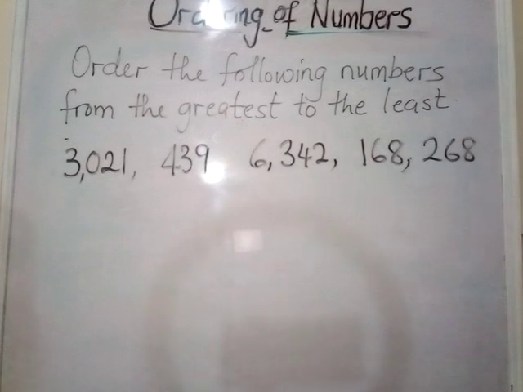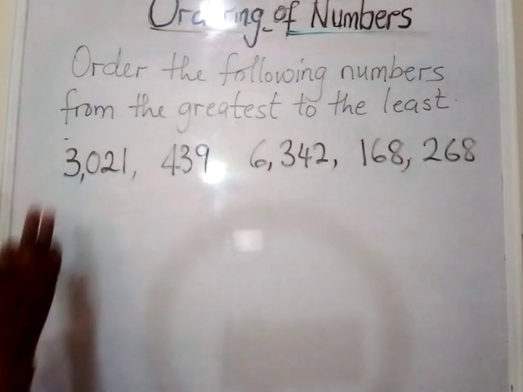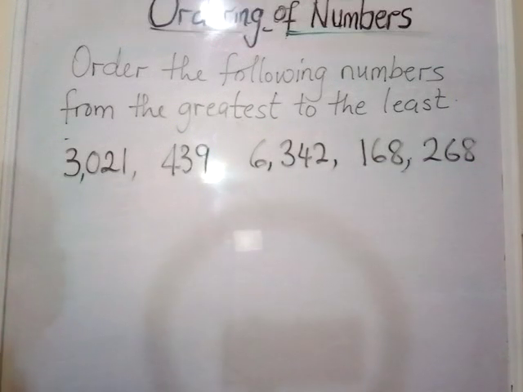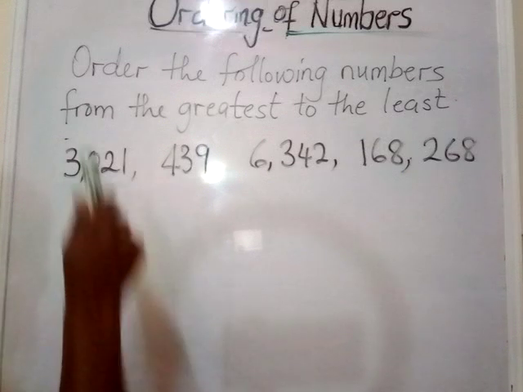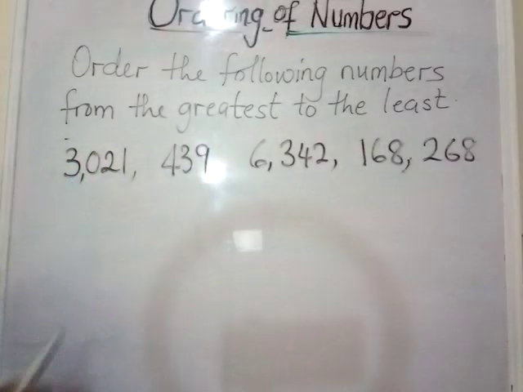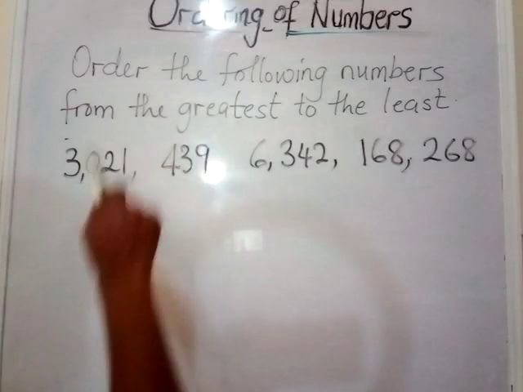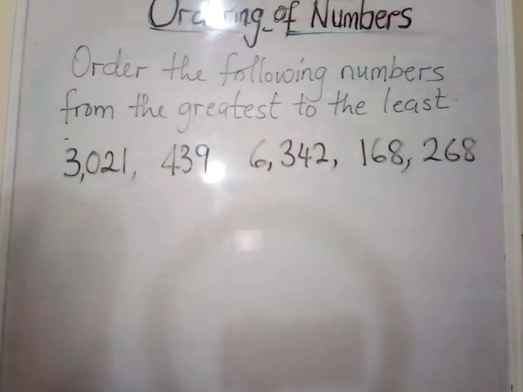Okay, let's quickly take a look at this example. We're going to consider: order the following numbers from the greatest to the least. This is a set of numbers, and we're asked to arrange them starting from the largest number to the smallest number. Now, in some cases, it will read, arrange the following numbers in descending order. Like what we're doing now is descending order, because we're starting from the largest to the smallest.